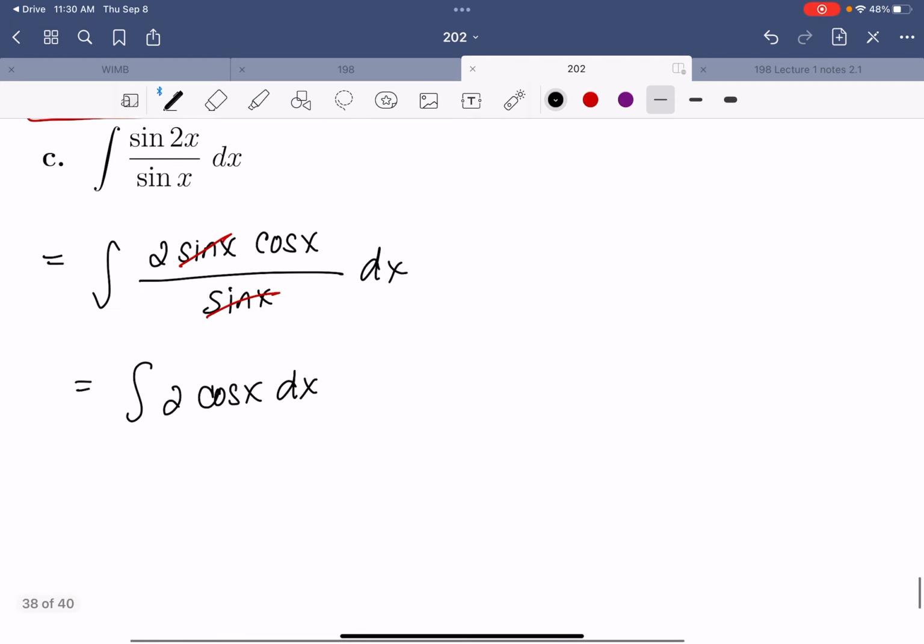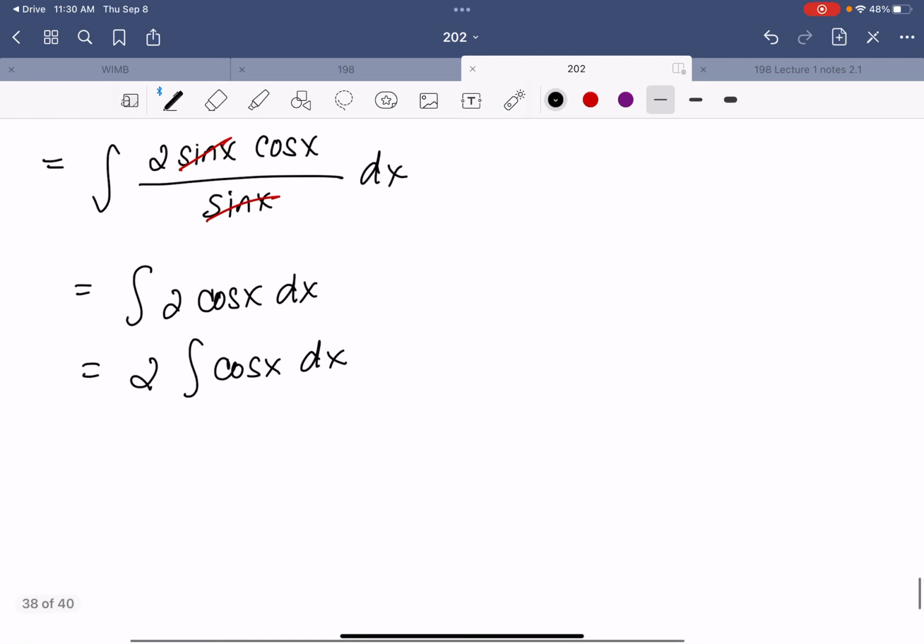I'm also allowed to bring that 2 outside because it doesn't have any x's. It's being multiplied. So I really just have 2 times the integral of cosine x dx. And the antiderivative of cosine is sine. So this is just 2 sine x plus a constant.